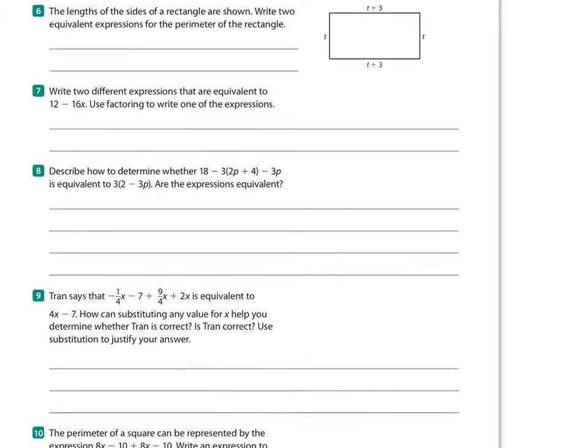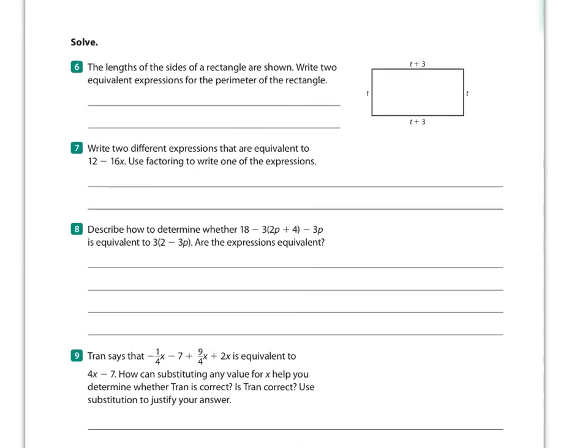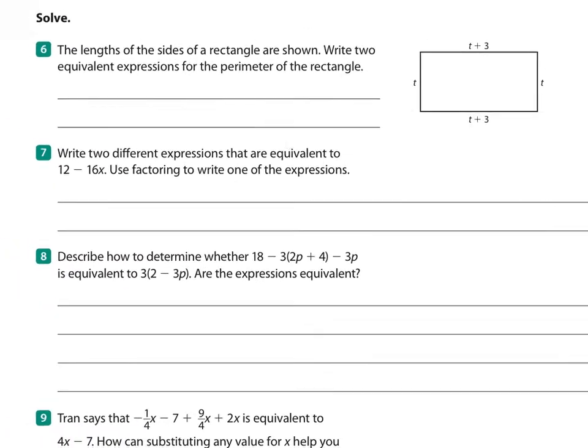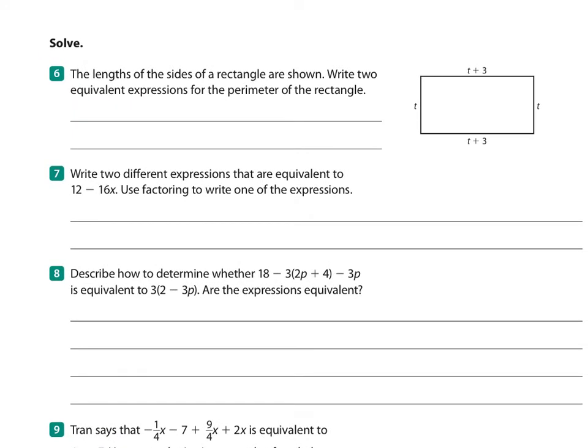And we're going to talk a little bit about rectangles, and more particularly, we're going to talk about perimeter of a rectangle. All right, so if I zoom in, I'll have better handwriting. I promise to do better. The lengths of the sides of the rectangle are shown. Write two expressions for the perimeter.